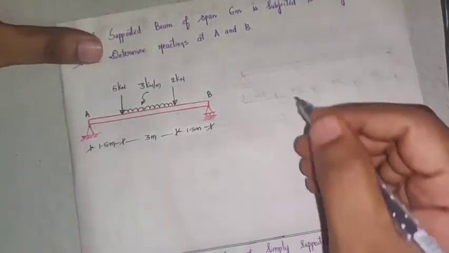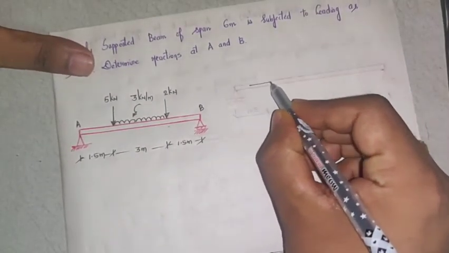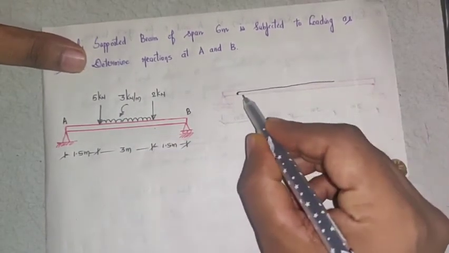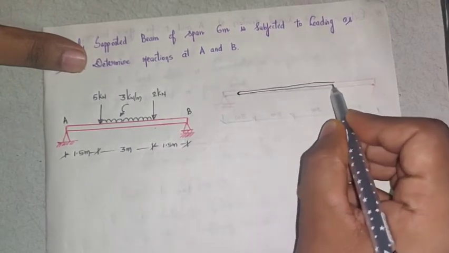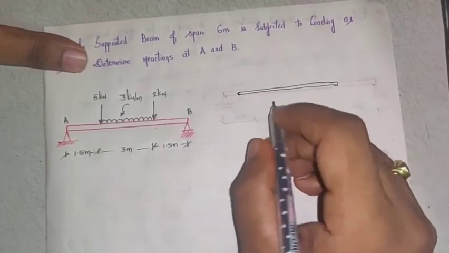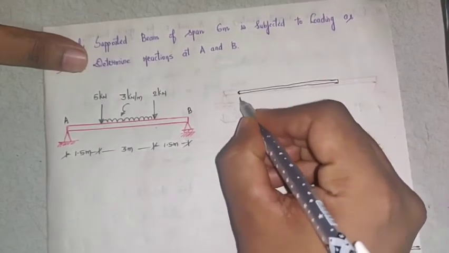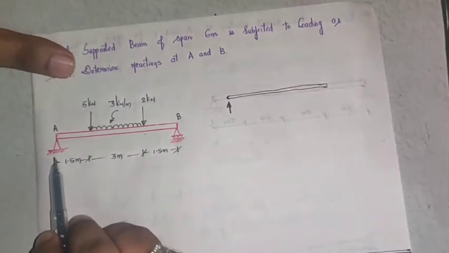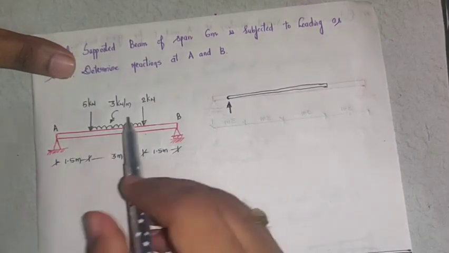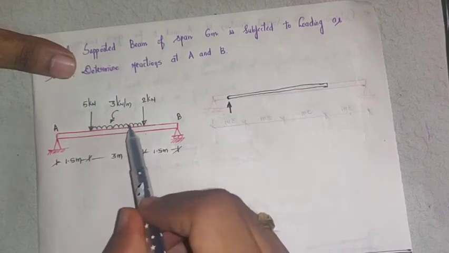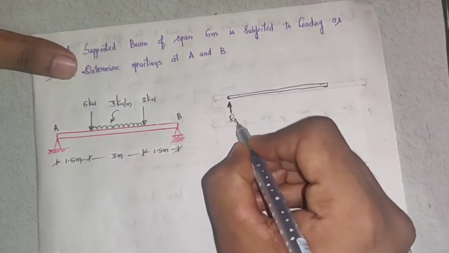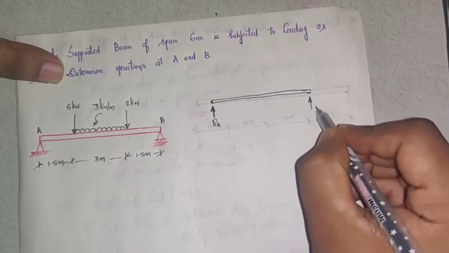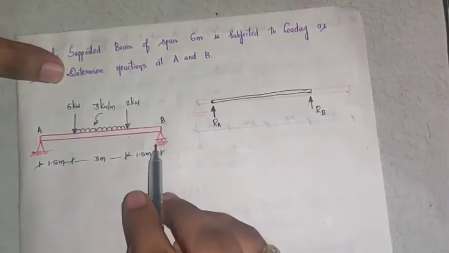Now firstly, you have to draw the free body diagram for the given beam. Always remember, drawing a free body diagram will solve up to 50% of your problems. This is a hinge support. Because there is no horizontal force acting, there is only one reaction at support A. Similarly, one reaction at support B. Now this is a roller support.